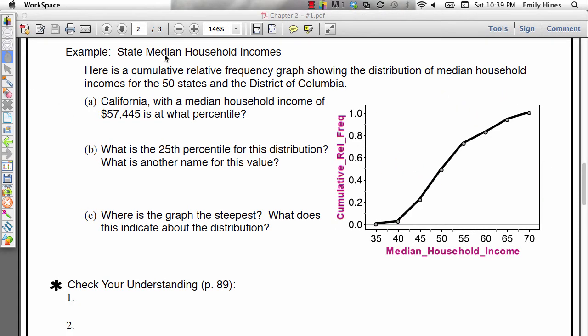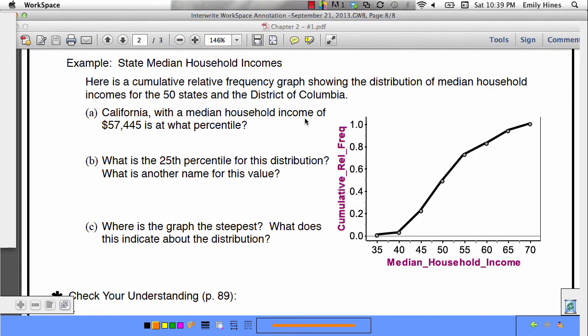Okay, so let's look at this graph. California with a median household income of $57,445 is at what percentile? Okay, that's another thing that these cumulative frequency graphs are very helpful for. They tell us the percentile just by looking at the graph.